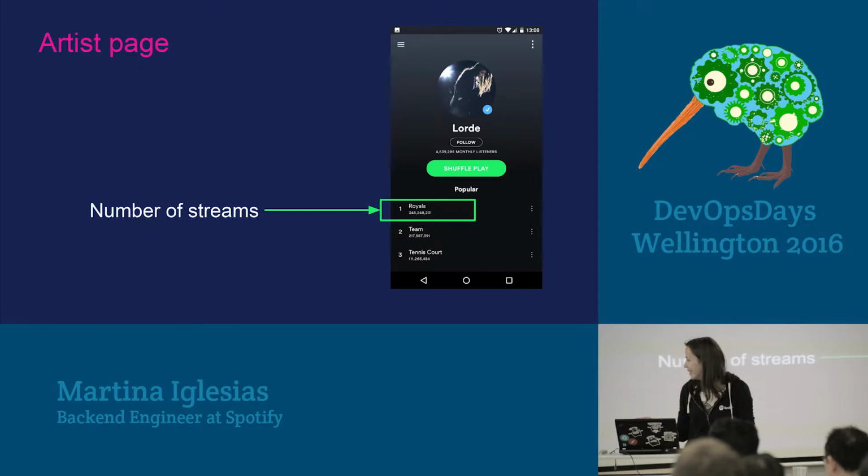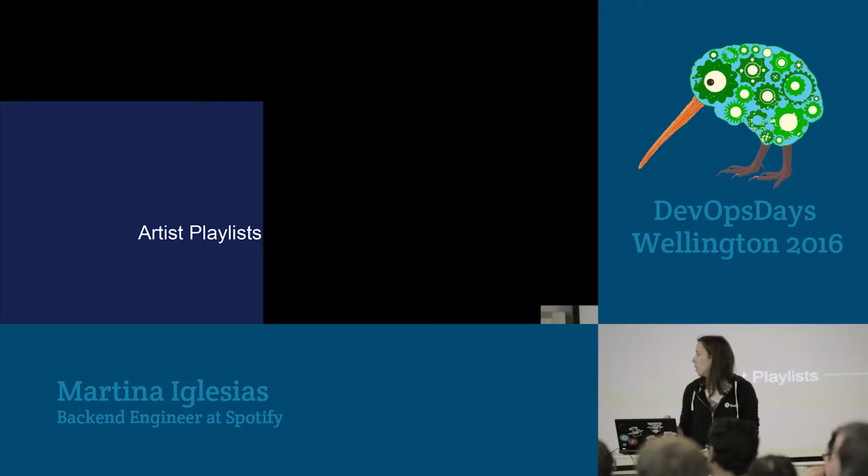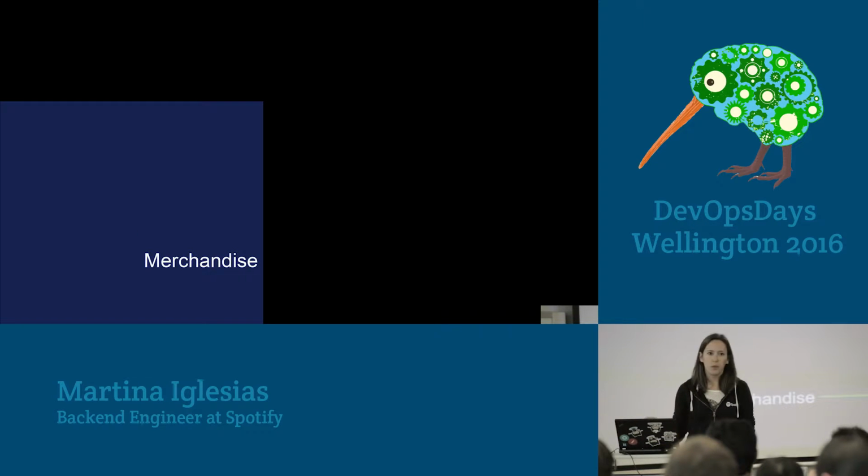So for example, that's the popular tracks. And each popular track has a number of times it has been streamed, and that will be powered by a service called Play Count. The albums and singles are retrieved from a service called Discography. If the artist has playlists, we can get those from the playlist service. And if the artist has any merchandise through third parties, we can integrate it in our merch service.